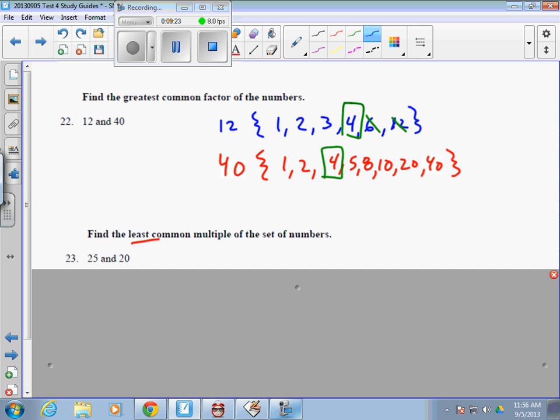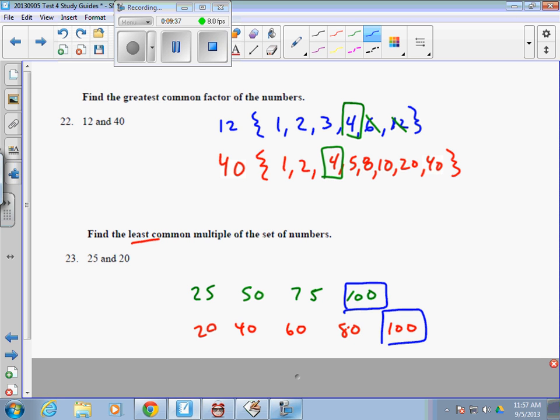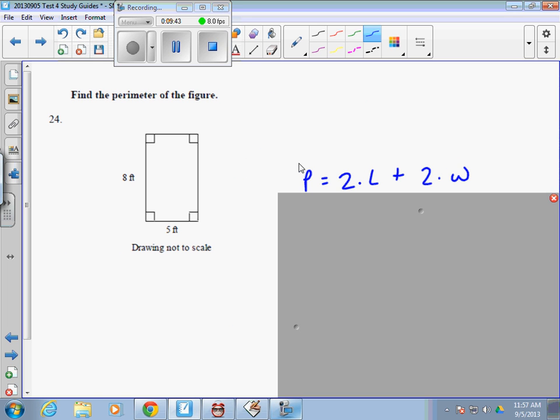For least common multiples, least is the smallest one, when you use the multiples of the number. In this case 25, when you count by 25s: 25, 50, 75, 100, it keeps going and going. You count by 20, it's the same thing. The smallest number, or the least one that they have in common, is 100. So your LCM is 100.